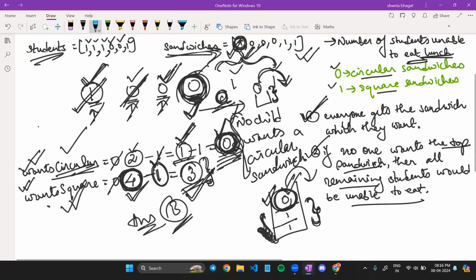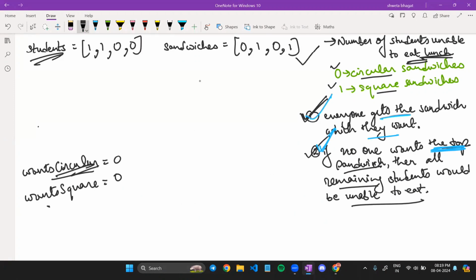Now that we have done this dry run for the second case in which no one wants the top element, let's do a dry run for the first case in which everyone gets the sandwiches they want. So let's take this as our example. What do we have to do now? We have to first find out the count of students who want a circular sandwich and the count of students who want square sandwiches, correct? In this students array, we can see that there are 2 students who want a circular sandwich, so the count would be 2 over here. And how many students want a square sandwich? There are 2 students who want a square sandwich, so the count would be 2 over here, correct?